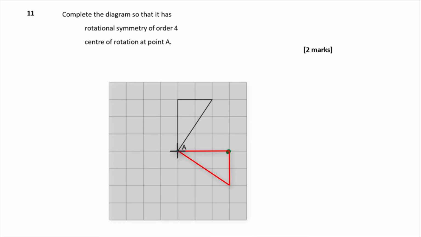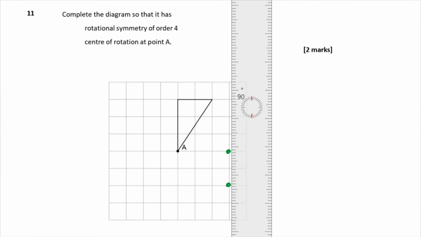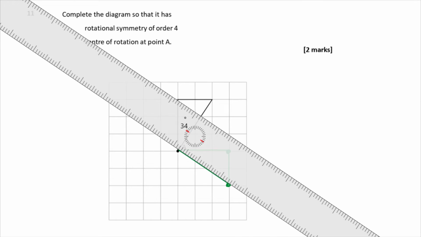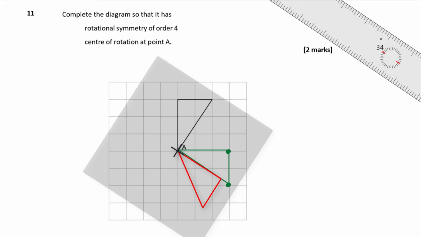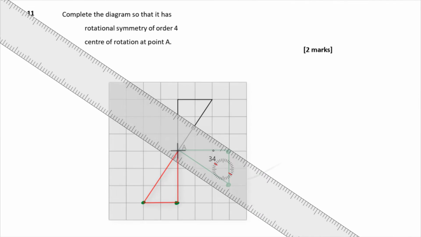Corner goes here, corner goes here. Let's join that up. Okay, and then we're going to continue. We're going to rotate the tracing paper around another 90 degrees and stop, and then we can see where our triangle lies now. You can see we've got a corner here and a corner here. So let's just add that in.